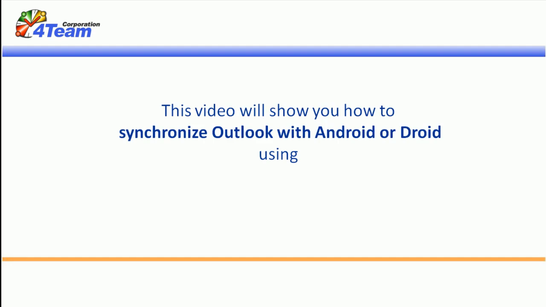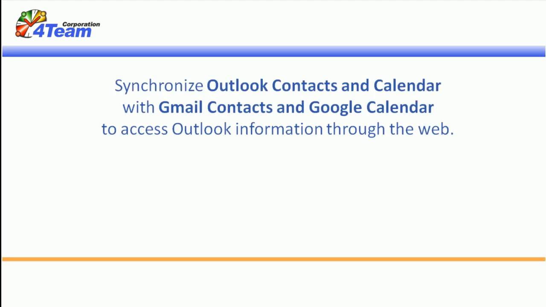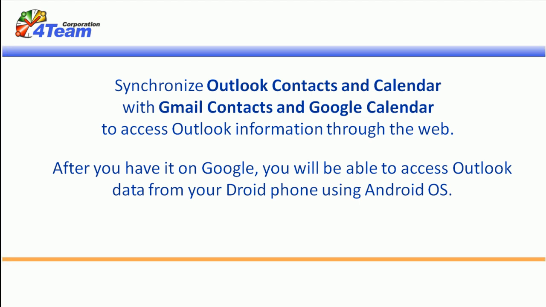This video will show you how to synchronize Outlook with Android or Droid using Sync2. Synchronize Outlook contacts and calendar with Gmail contacts and Google Calendar to access Outlook information through the web. After you have it on Google, you will be able to access Outlook data from your Droid phone using Android OS. Here is how you do it.